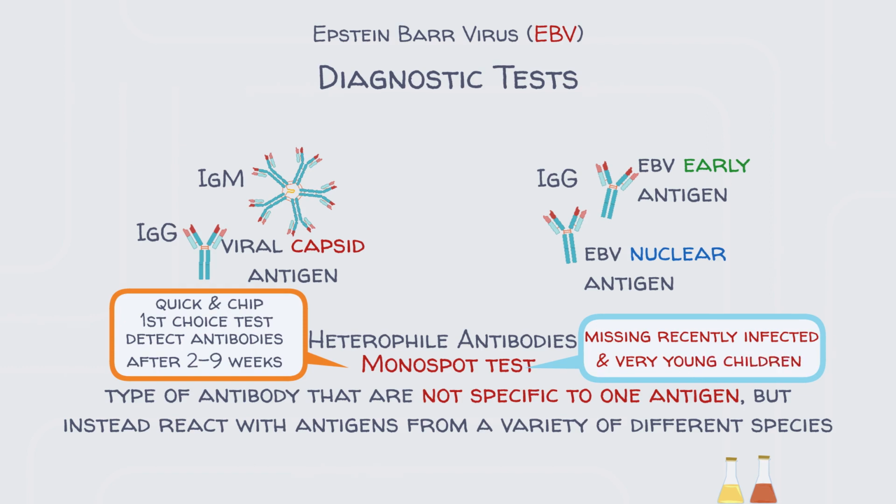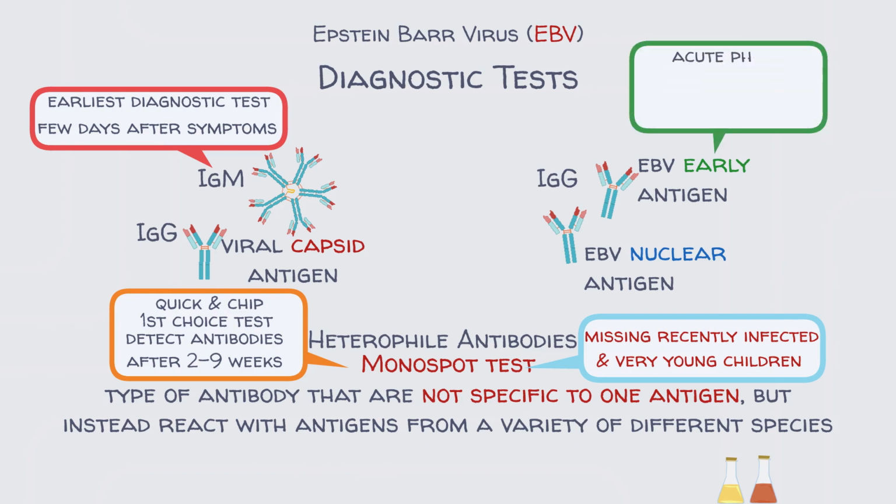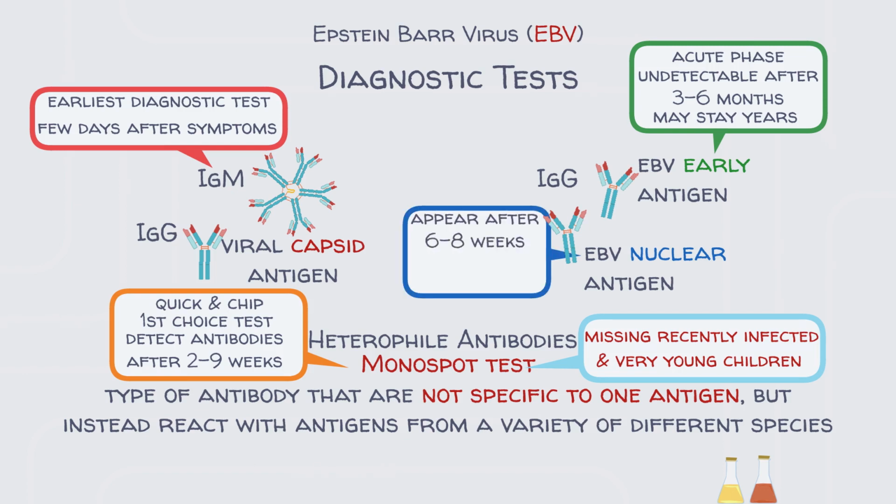The capsid antigen IgM is usually the earliest diagnostic test and can often detect the disease within a few days to a week after symptoms. Early IgG antibodies are often detectable during the acute phase of infection and usually disappear in 3 to 6 months. In some cases, they may stay for some years. Nuclear antibodies typically appear 6 to 8 weeks after the onset of illness and persist for the life of the individual.